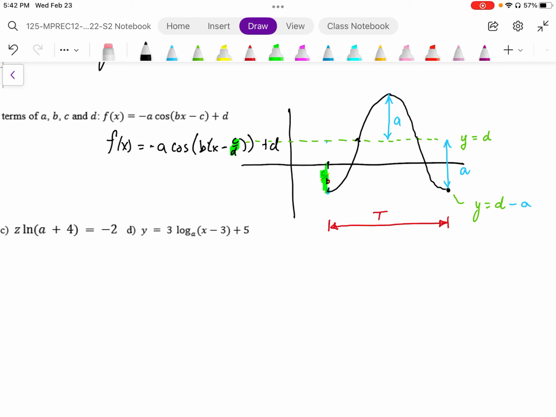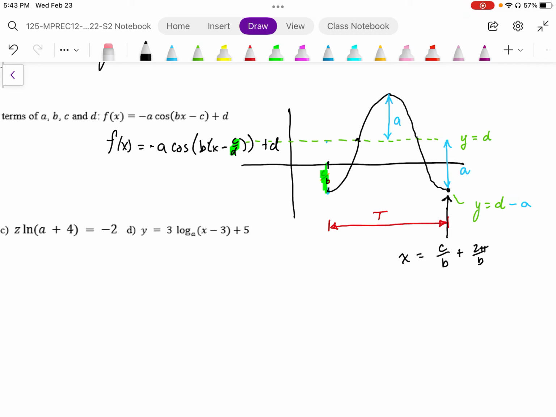If I want to get the x position of that min point, I can just add the period. So I'm going to start at c over b, that's my horizontal shift, and I'm going to add the period. In this case, the period is going to be 2 pi divided by the horizontal compression b. And that represents the x coordinate at that point.